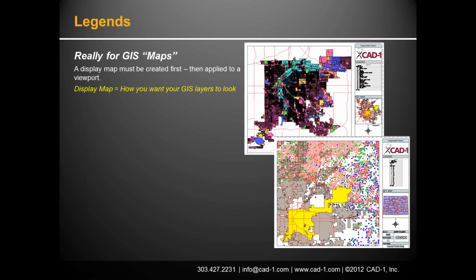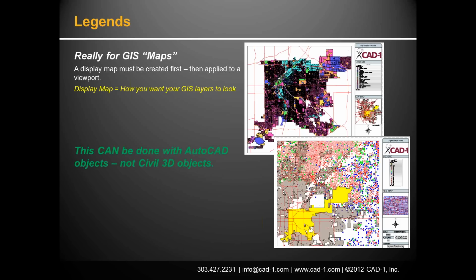And you saw when I first got into the drawing, I've got a really cool legend there. I've got another drawing with the COGCC wells, and I've got a different legend there. So the legends are really for the GIS information, for the GIS maps. So a display map has to be created first. You've got to attach all of your GIS data, stylize it, give it a name, create a display map, and then apply that display map to the viewport. Now remember, display map: how do you want your GIS layers and information to look?